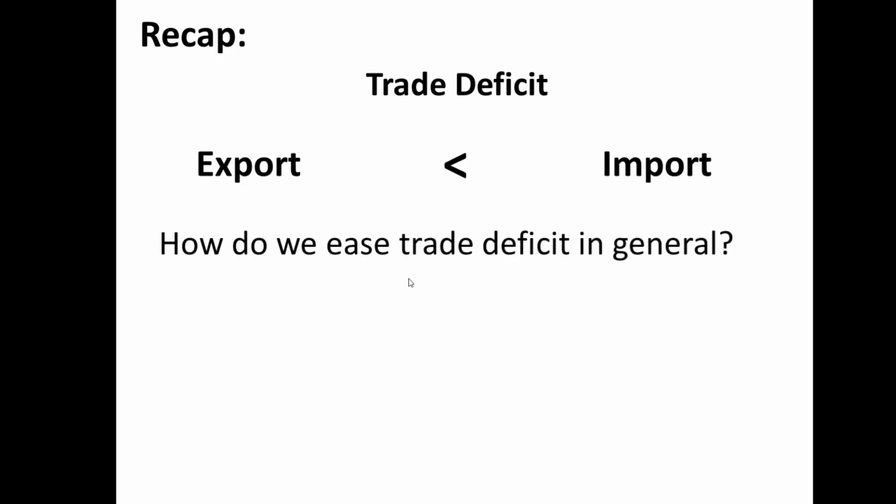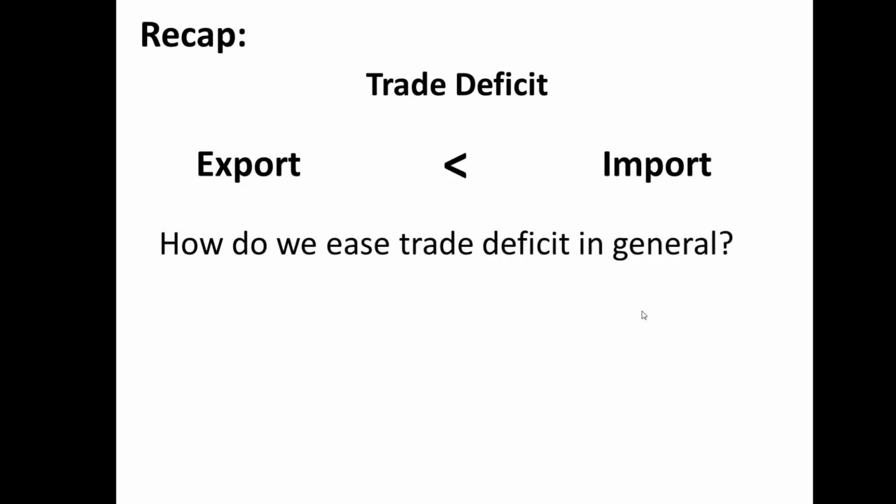So how do we do it? In general, how do we do it? In general, what should we reduce? Should we reduce the export or should we reduce the import? Or increase the export.